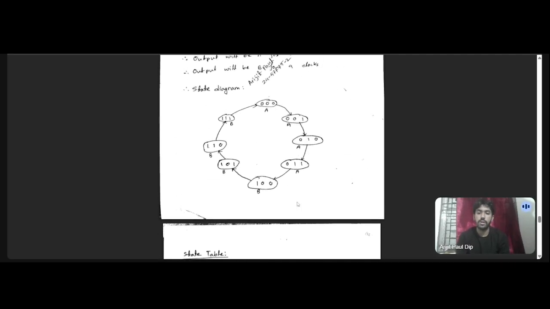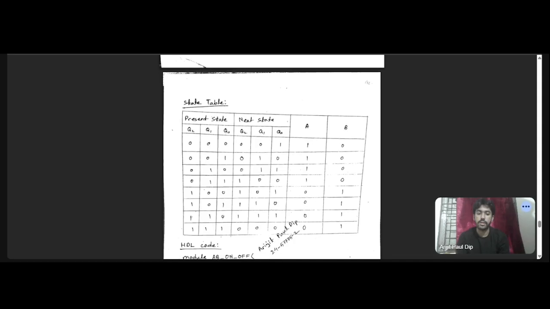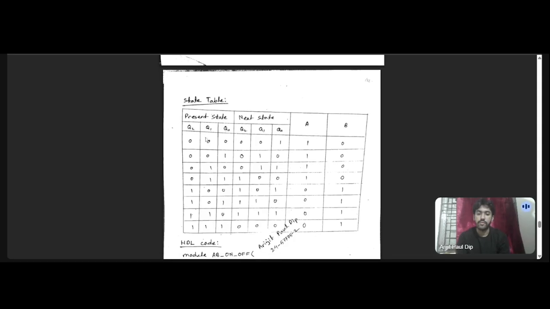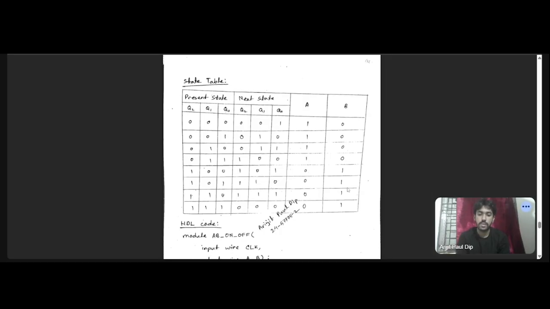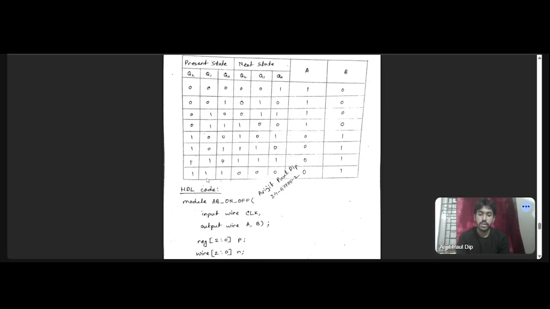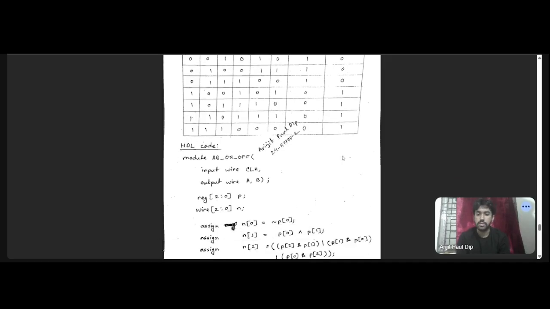So from the state diagram we created a state table where we have shown the same thing. When the current state is equal to 000, then the output is A. When it is 001, the output is also A. The only change happens when Q2 becomes 1, so it is no more A, it becomes B, and the rest of the states are carried out.